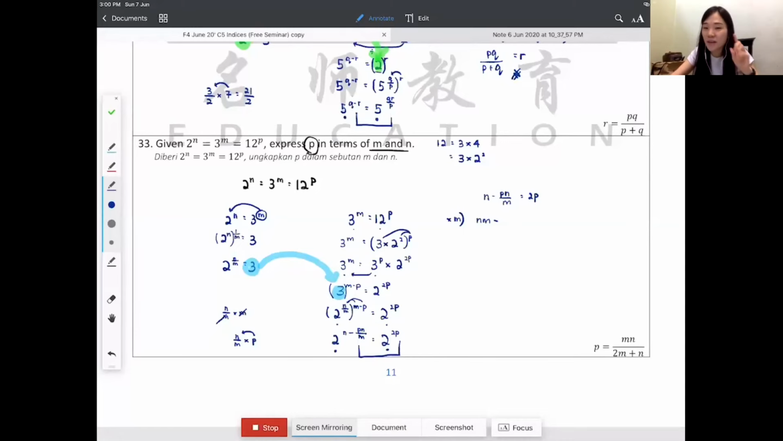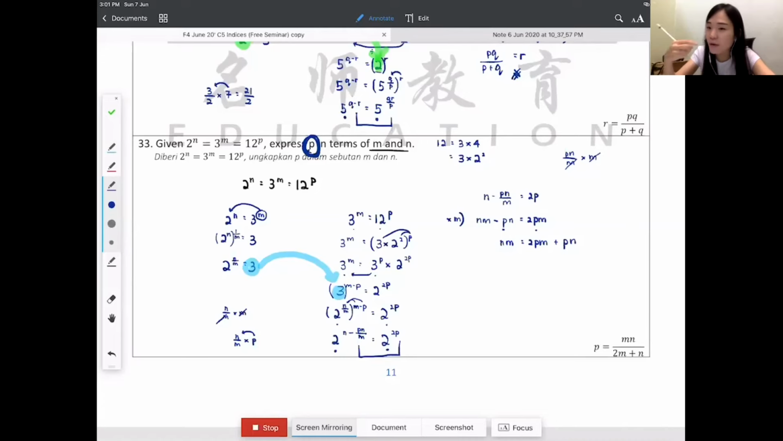So guys, times m. Then pn over m, if I times m, cancel, pn. 2p times m, 2pm. Okay, no more fraction, correct? What should I do now? This question is actually asking what? Asking p. Remember, they want to find single p. So how do you get a single p? Then p is here, p is here. I should combine them first, okay? So minus, move there, plus. At least all the p on one side, correct?